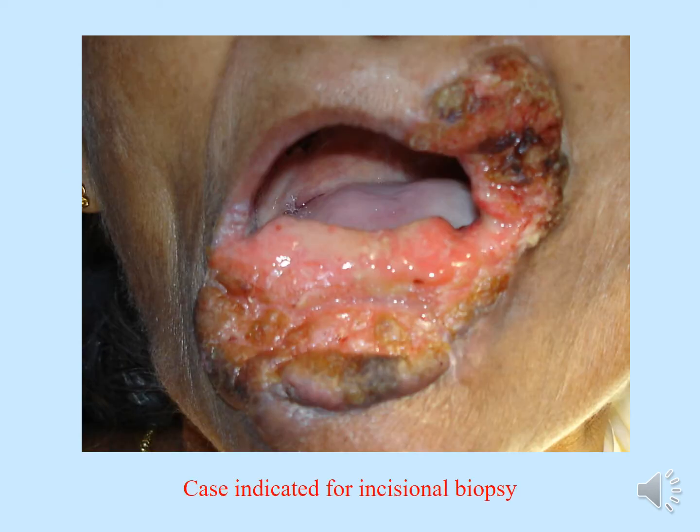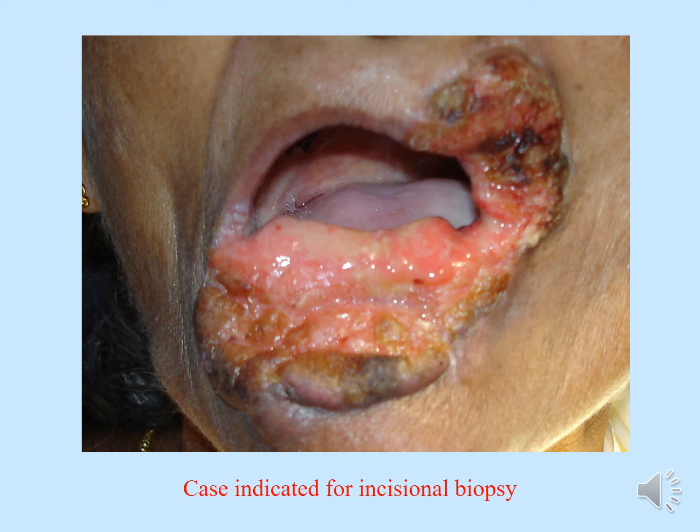This is a picture from my days of training, wherein a 65-year-old lady came to the dental office with a large ulcerative lesion on the lip, extending from the lower lip right onto the left side of the upper lip. So this is a huge lesion. To confirm the diagnosis here, we would take a small piece of tissue, probably from multiple sites. When you take a small piece of tissue from a large lesion, it clearly becomes a case where you do an incisional biopsy.